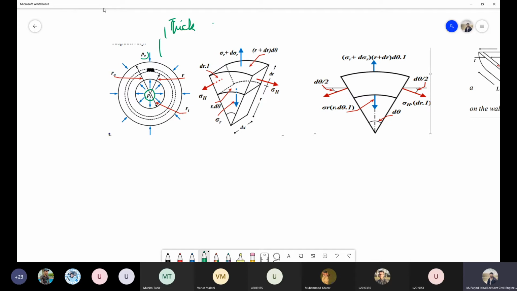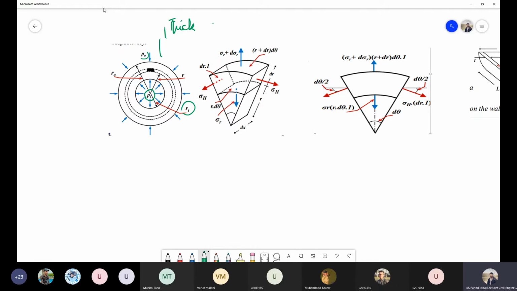And then we have this radius ri, which is the internal diameter or internal radius of this thick cylinder. And there is a significant difference between the internal and external radius, as we discussed, that this is the primary difference between a thick and a thin cylinder.